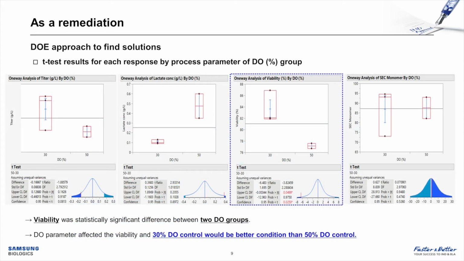By t-test, we found the DO set point has a significant impact on the viability. This outcome shows that the oxidative stress by excessive oxygen is related to cell viability. So 30% DO rather than 50% can reduce oxygen supply in the later stage of culture.